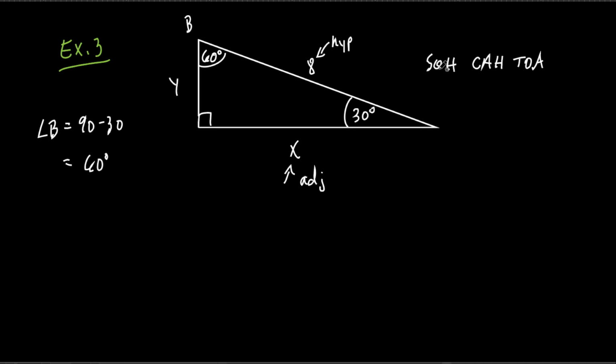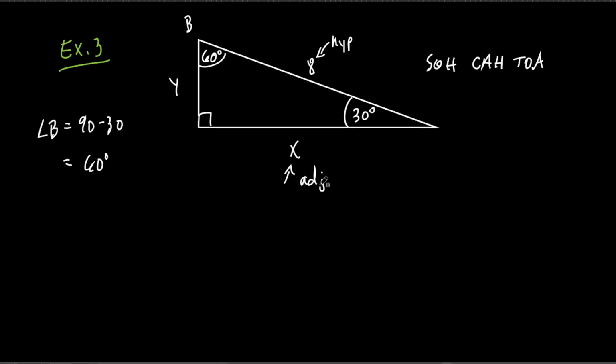Are we going to use sine? That's opposite and hypotenuse. Do I know the opposite? Nope. Can I use tangent? That's opposite over adjacent. Can I use that? Nope. What about cosine? Yes, adjacent and hypotenuse.